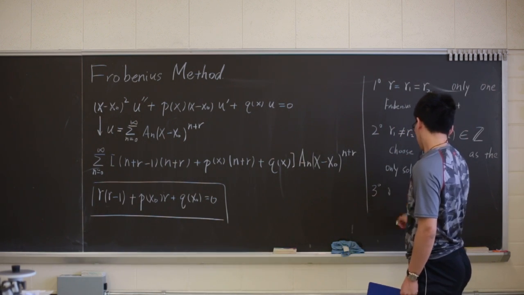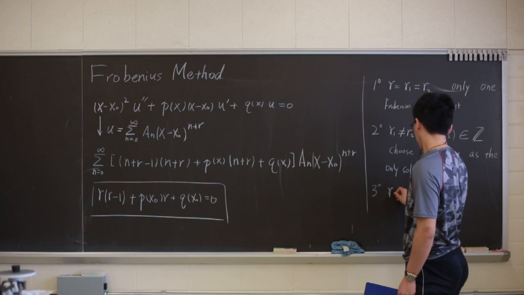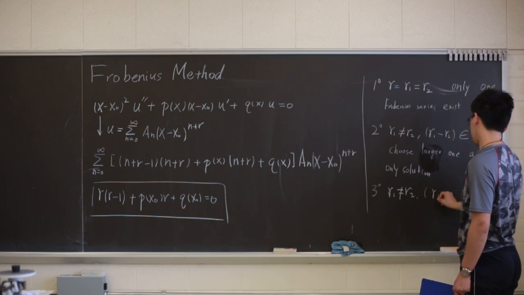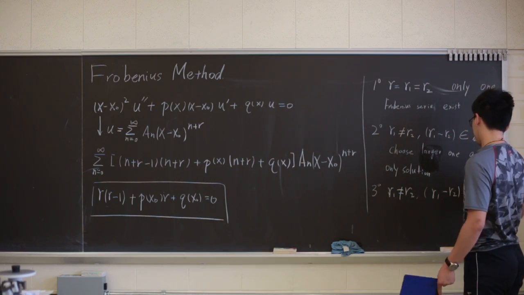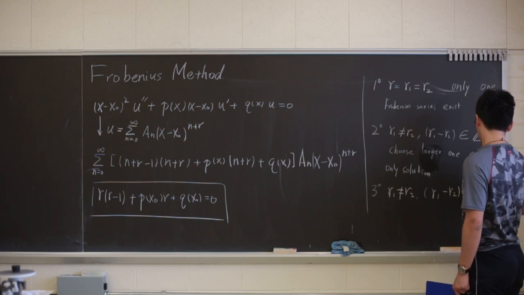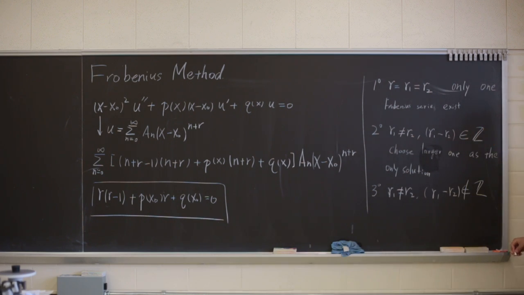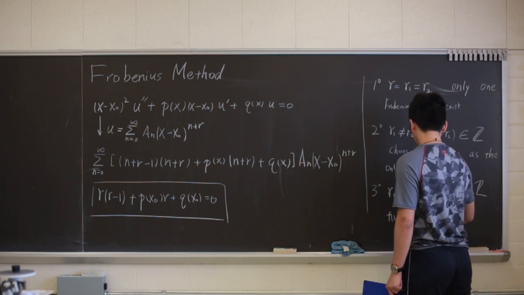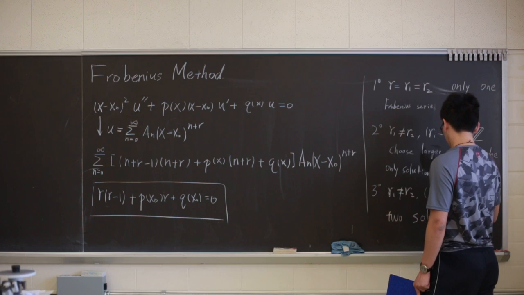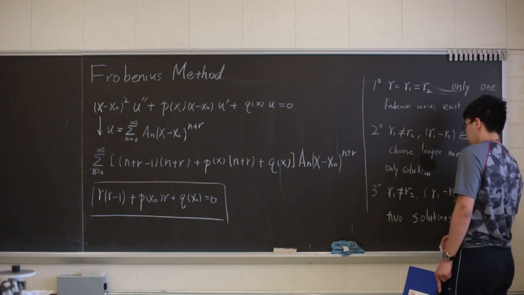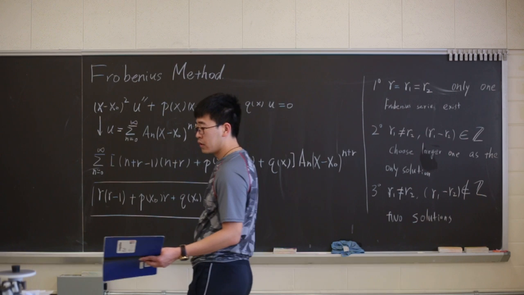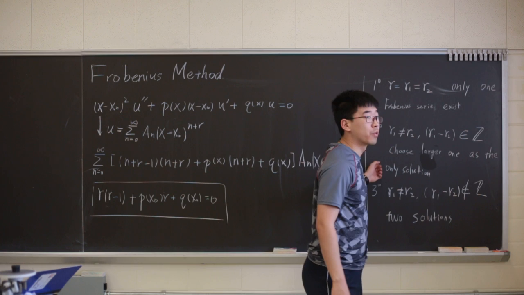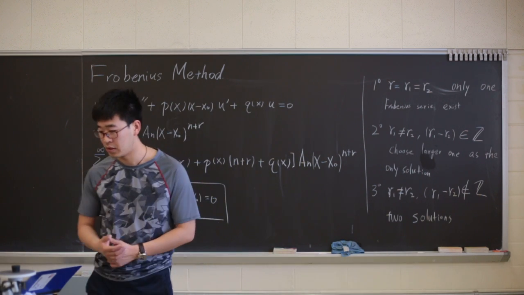And the last scenario, r1 does not equal to r2, but they are not differ by integer. So they differ by, I don't know, 0.2 something is not an integer. So we have two solutions. So for this it only works for a regular singular point.